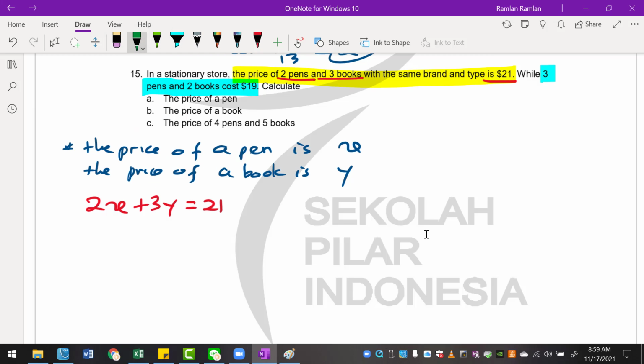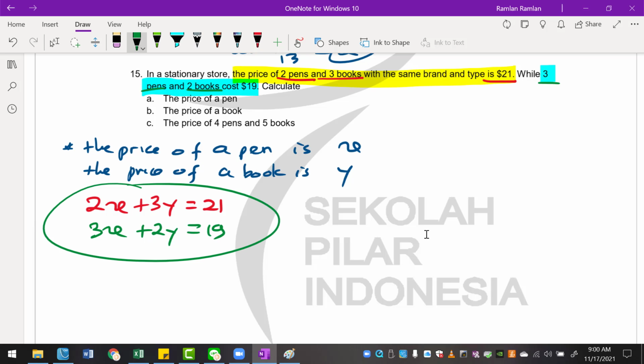So I can write that down as 3x, right? Like this, 3 pens, because the price of 1 pen is denoted by x, and then 2 books means plus 2y equals 19, right? So I have these two linear equations, and then I would like to solve the question using simultaneous linear equations.